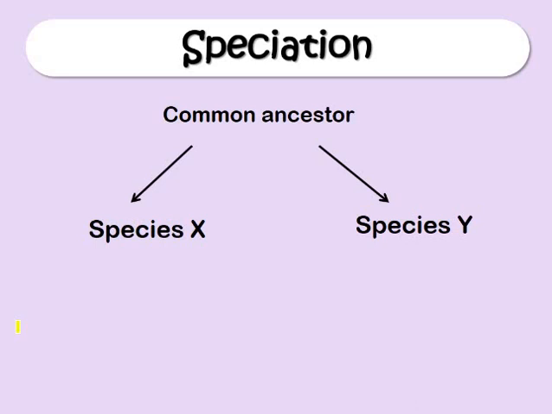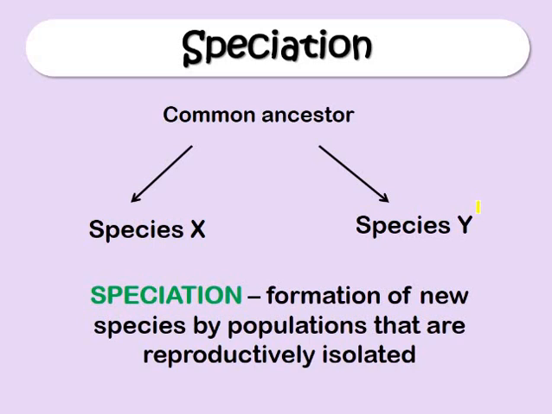Now we're going to have a quick refresher of speciation, which you will have covered a little bit of at AS already. So speciation is generally species forming because there has been something that has stopped them from being able to reproduce together. They might have a common ancestor, but something has happened where we have formed new species. And the official definition is, speciation is the formation of new species by populations that have been reproductively isolated. Key term there, reproductively isolated.